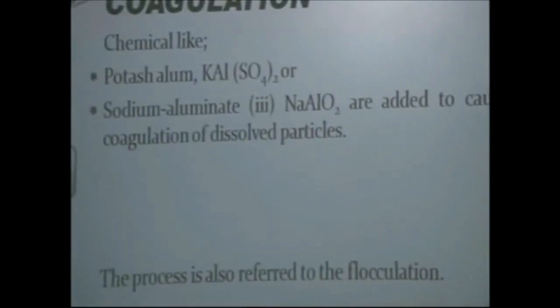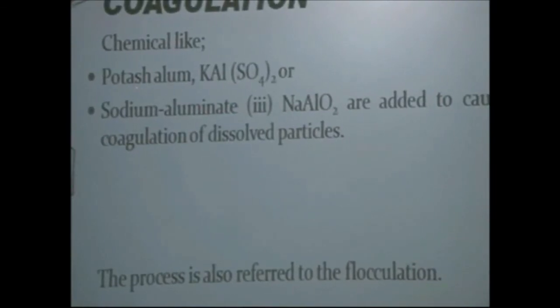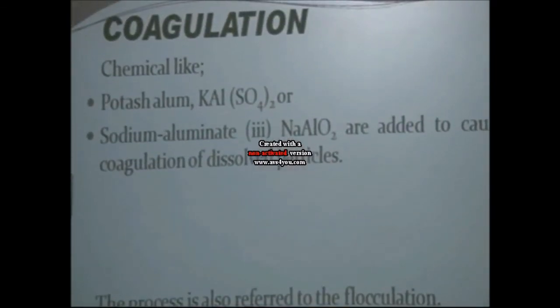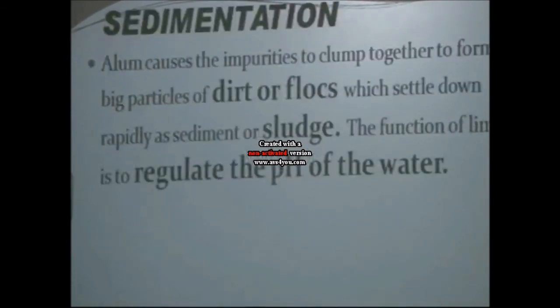Then we have two forms of this alum. One is potash alum, the other is sodium aluminate. The potash alum is known as potassium aluminium sulfate, and the other one is just called sodium aluminate. When they are added, they coagulate the particles, which means they allow them to clump together to form solid particles, and the process is referred to as flocculation.